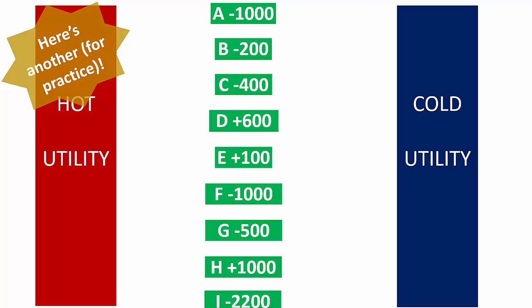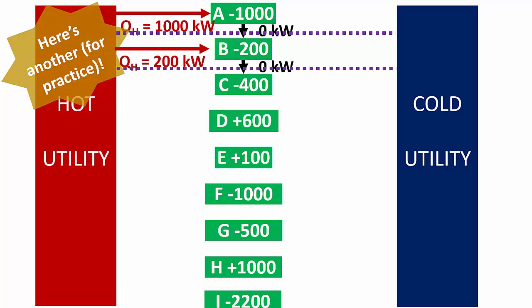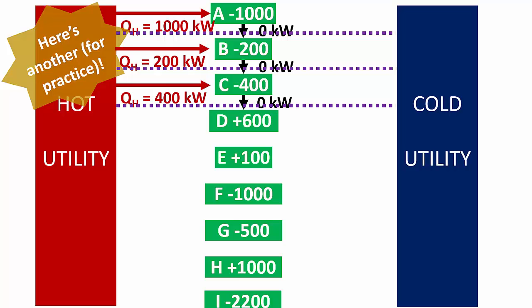We start with block A. Block A starts off with a heat deficit. This means that we have to send 1,000 kilowatts of heat to block A, and we've already encountered a pinch point because there is no heat to send from block A to block B. Block B also requires 200 kilowatts of heat. This is another pinch point that we've encountered here. We have no heat to send between block B and block C. Block C is the same story. We require 400 kilowatts of heat to be sent to block C. There is no heat to send to block D.